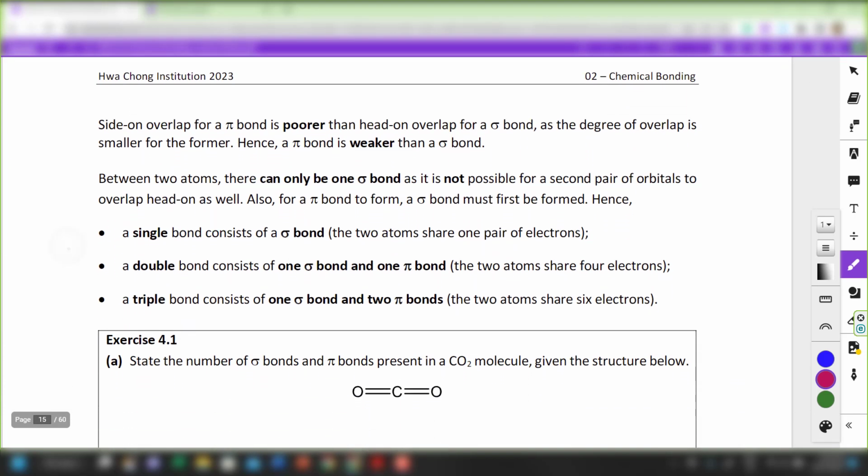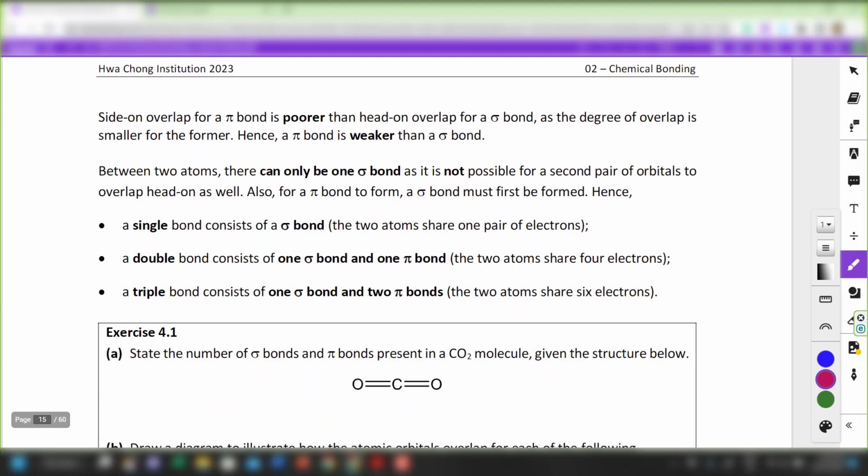What was described over here is what I described earlier on being reiterated. The side-on overlap tends to be poorer compared to a head-on overlap. So a pi bond is inevitably weaker than a sigma bond. Between two atoms, if they form a single bond, then it has to be a sigma bond. You cannot form a pi bond without the formation of a sigma bond. So remember this.